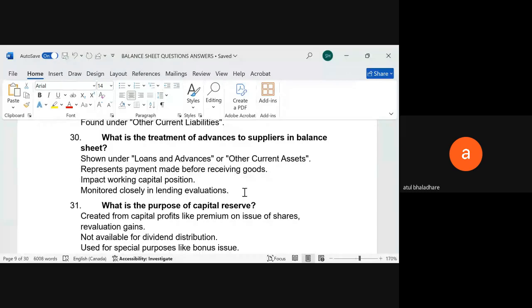Payment made before receiving. So in this case, it is showing the payment made before receiving goods. That means that the customer has not yet received the goods, but the payment is made in advance. No, no, no. It is a mistake, the question sentence has a mistake.